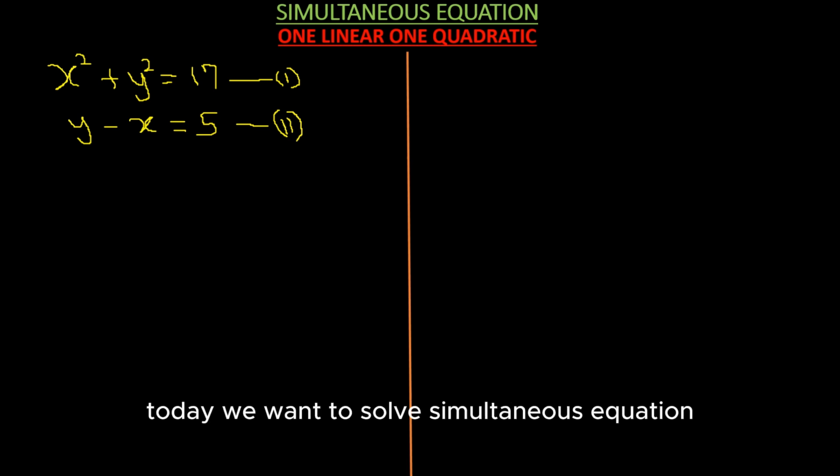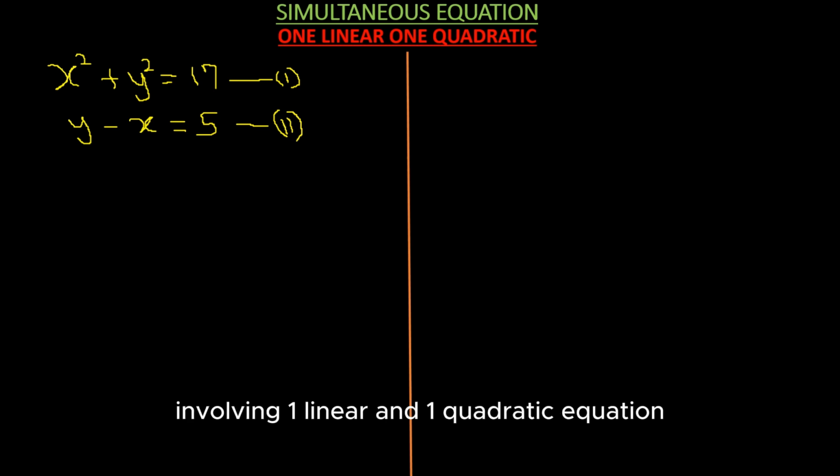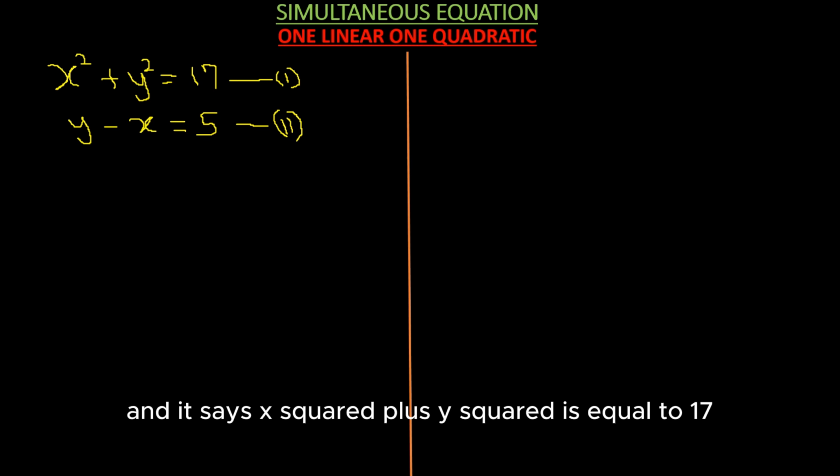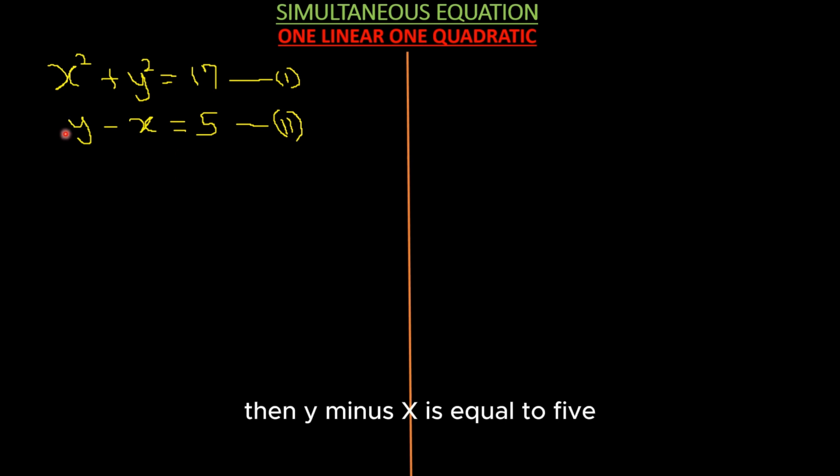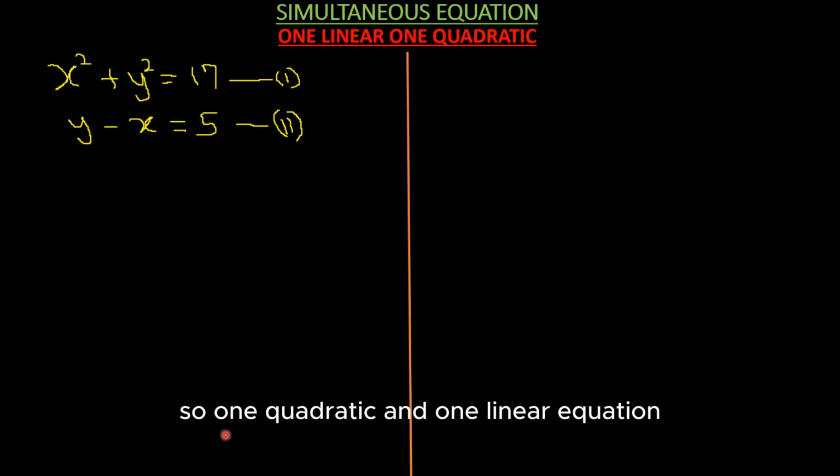Today we want to solve simultaneous equations involving one linear and one quadratic equation. We're going to be solving two questions. One of the questions is what you're seeing on the screen right now: x squared plus y squared is equal to 17, then y minus x is equal to 5. The x squared plus y squared equal to 17 is the quadratic aspect, while y minus x is the linear equation. So one quadratic and one linear equation.